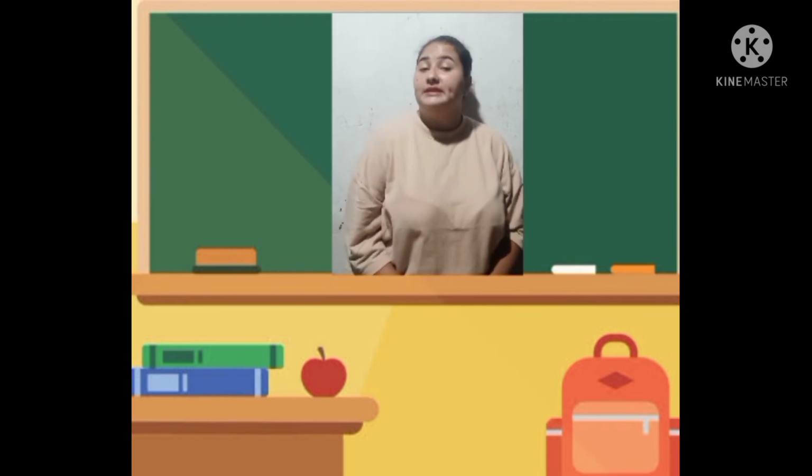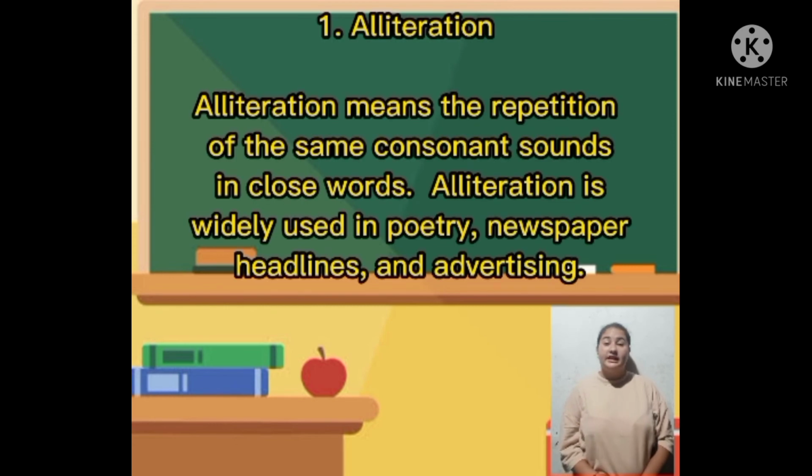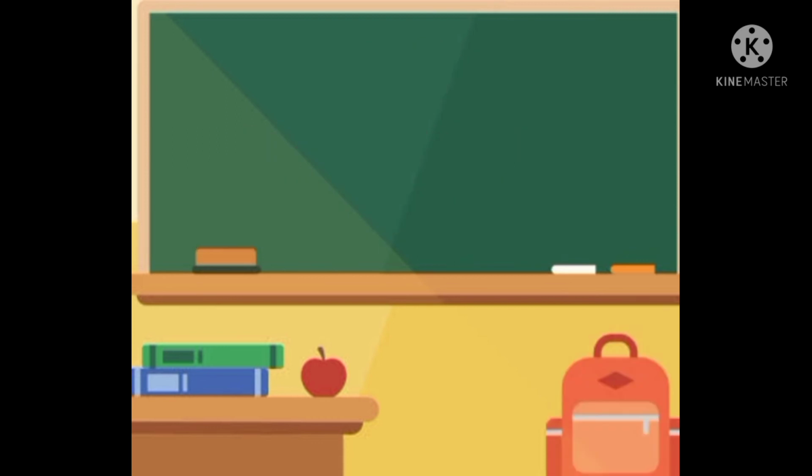However, we will be dealing with the most important ones used in the stylistic analysis. They are, number 1, alliteration. Alliteration means the repetition of the same consonant sounds in close words. Alliteration is widely used in poetry, newspaper headlines, and advertising. Examples: a lazy lying lion. Peter picked a peck of pickled peppers. Sally sells seashells by the seashore.